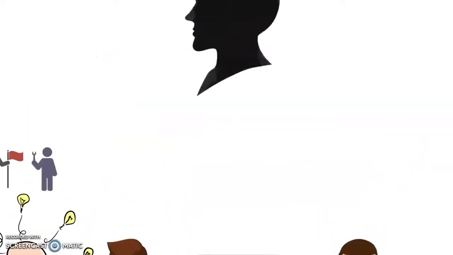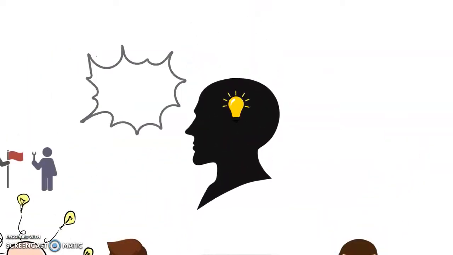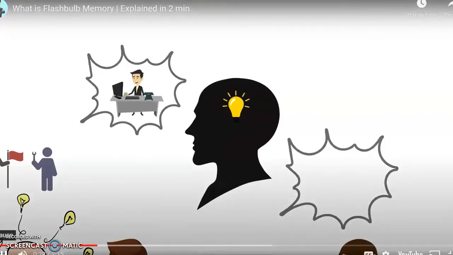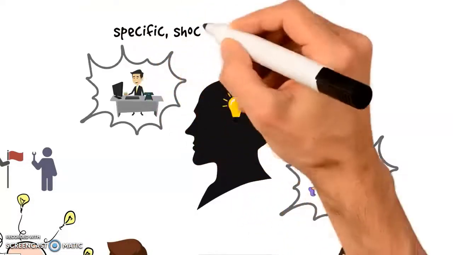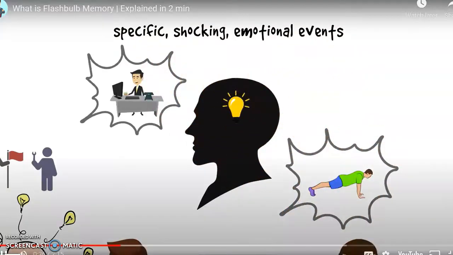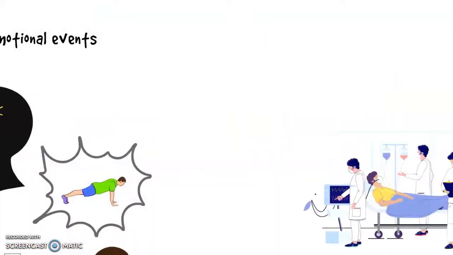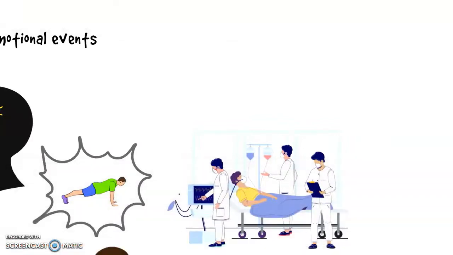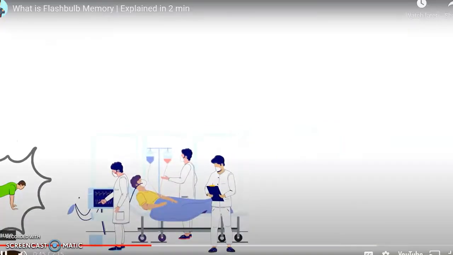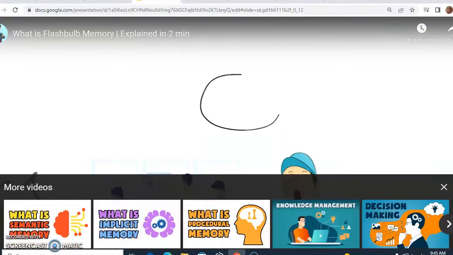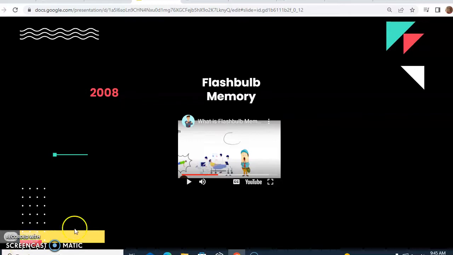A flashbulb memory is a highly detailed, exceptionally vivid snapshot of the moment and circumstances in which a piece of surprising information was learned. In other words, flashbulb memories are focused around specific, shocking, emotional events. This might be a shocking event like discovering that one of your friends or family members has an incurable disease. The time around you freezes and limitless thoughts and memories run through your head at that moment. And that is flashbulb memory.